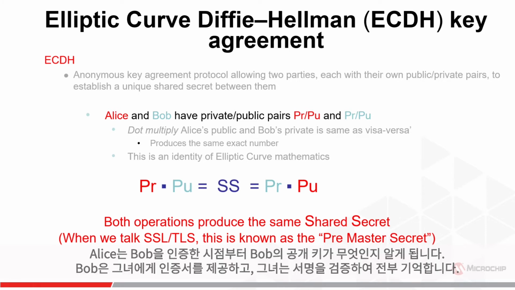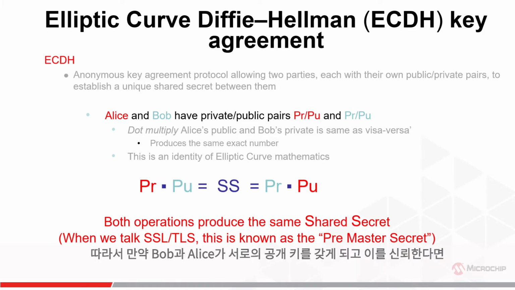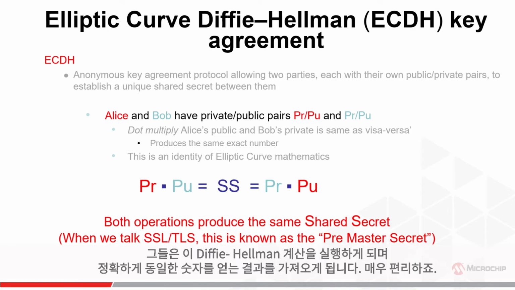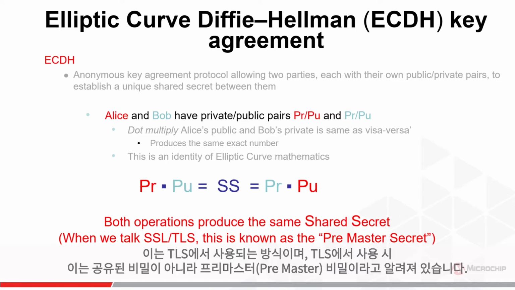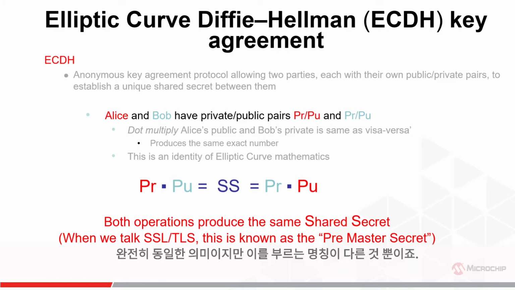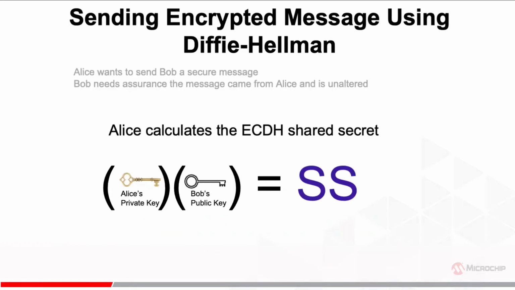Alice will know what Bob's public key is from when she authenticated Bob, and Bob offered her the certificate and she verified the signature, and remember all that? So Bob and Alice will have each other's public key and trust them. So they do this Diffie-Hellman math and they wind up arriving at exactly the same number, which is very convenient. By the way, this is used in TLS, and when it's used in TLS, it's not known as a shared secret. It's known as a pre-master secret. Another one of those annoying examples of different names for exactly the same thing.